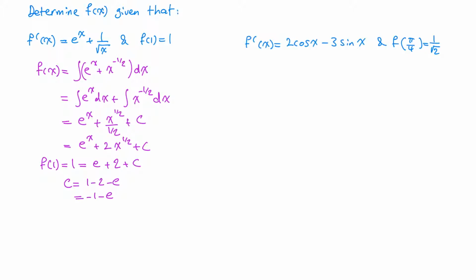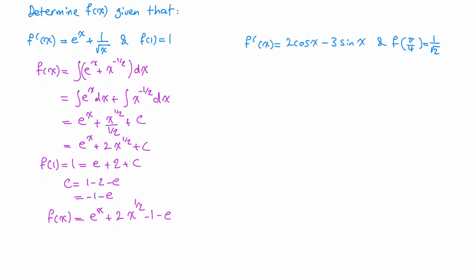And once I have this, I can write that my final function f of x is equal to e to the exponent x plus 2x to the exponent 1 over 2 plus my c value, but luckily now I have my c value, and that c value is equal to negative 1 minus e.